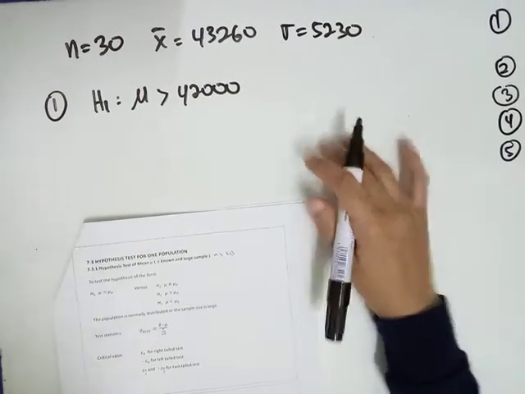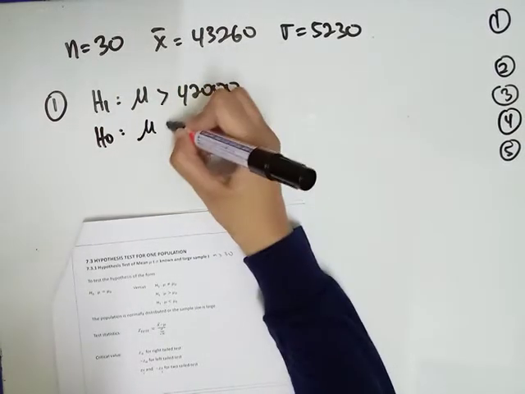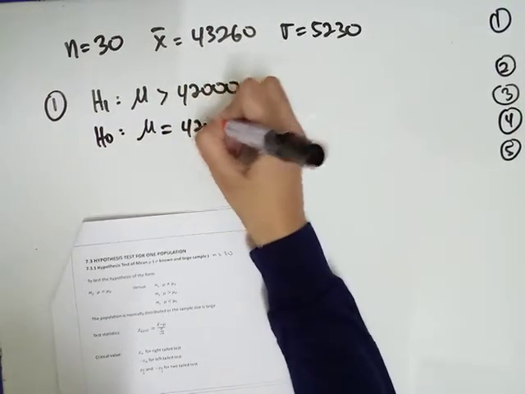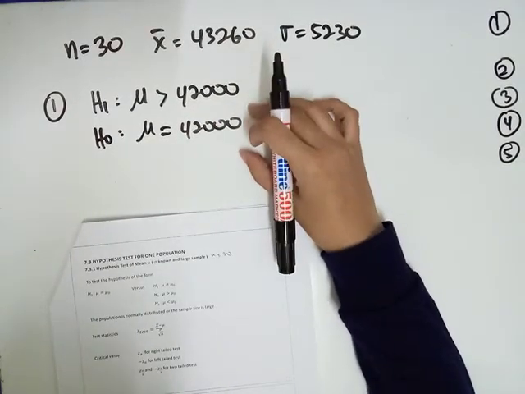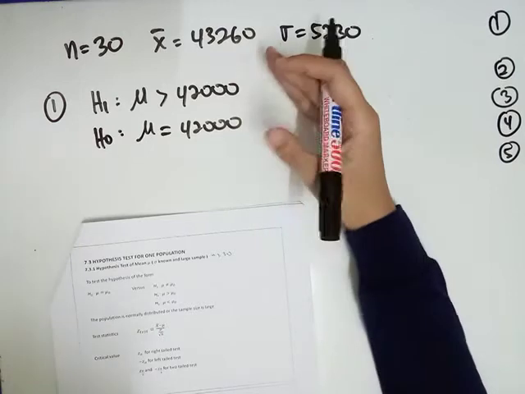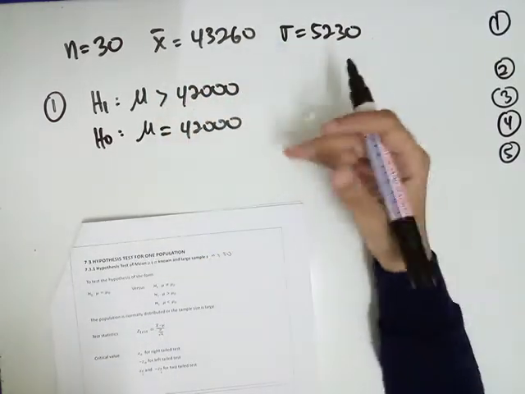Okay, and for H0, the mean will always be equal to 42,000. Okay, dia mesti berpartner H1 dengan H0. Okay, so what type of tail? Okay, look at the sign for H1. Okay, what type of tail?